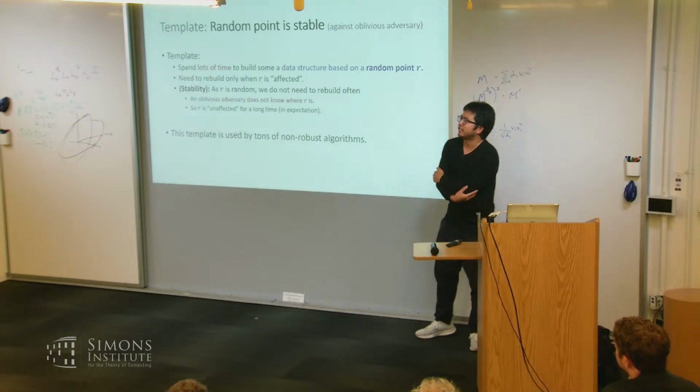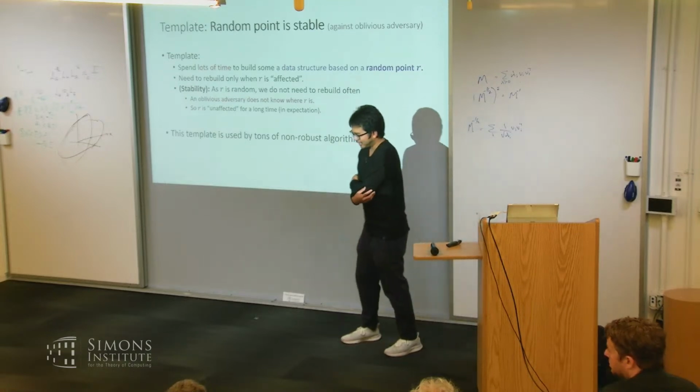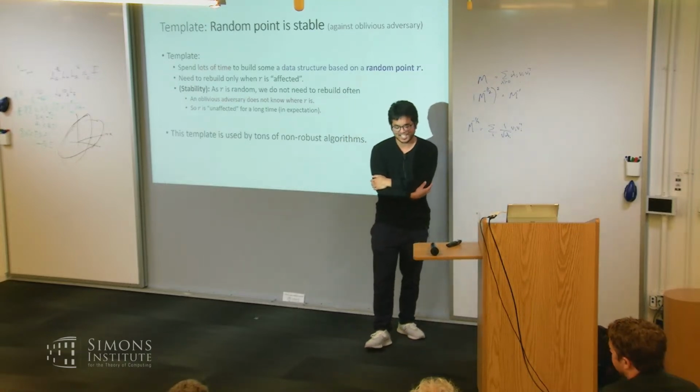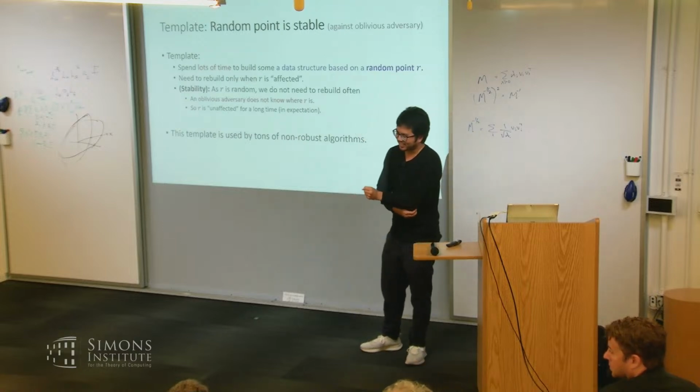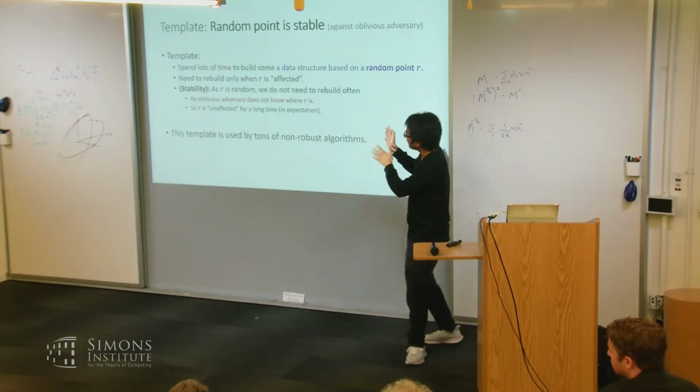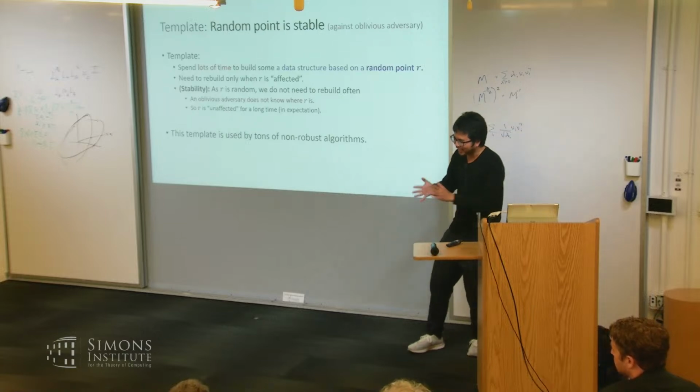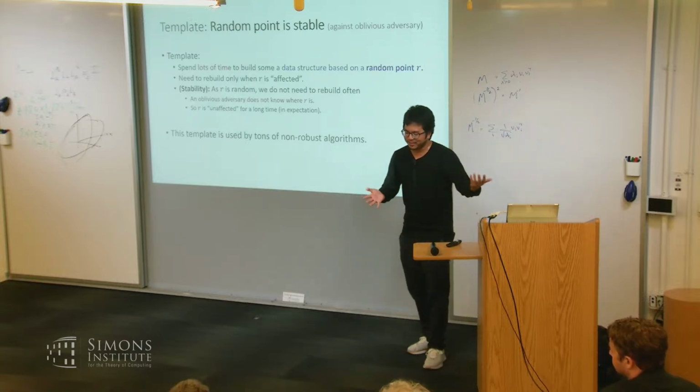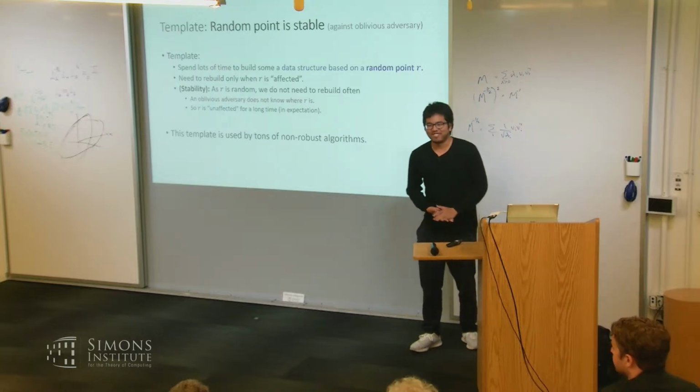So the question is whether there is some kind of model of adversary that we can define and say that this algorithm you've just seen still works against it. Maybe that adversary is not completely oblivious. That's a good question, and I'm not sure.